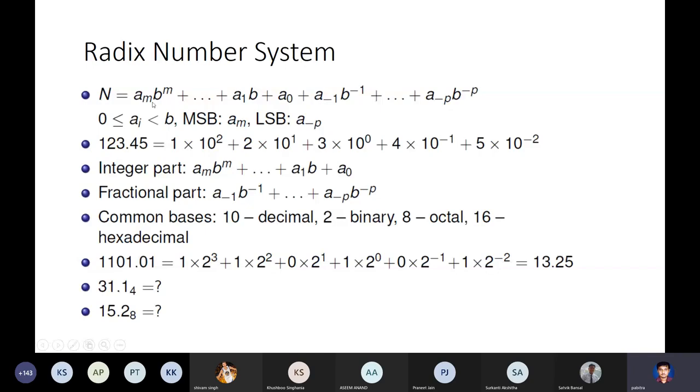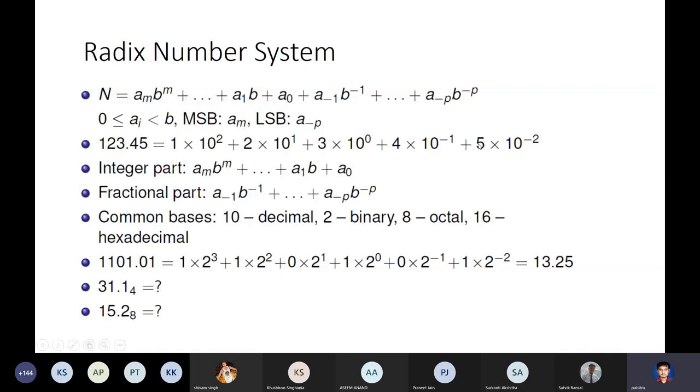So now let us consider an example. Let us consider the decimal number system. So b is 10, and the value of the digits can be from 0 to 9. The positional weights are 0, 1, 2 as you go towards the MSB, and minus 1, minus 2 as you go towards the LSB. So this number, you can see 1, 2, 3, then the decimal point, then 4, 5. Okay. So 1, 2, 3.45 in this radix system actually means this.